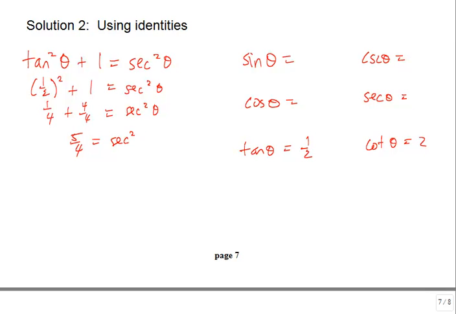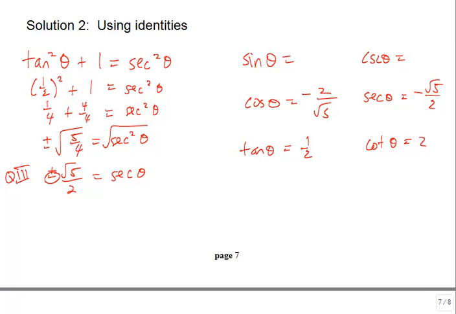And to solve for secant theta, I would take the square root of both sides. This could be plus or minus. I'd get square root of 5 over 2 when I reduce. And remember here, we're in quadrant 3, and in quadrant 3, secant is supposed to be negative. So that means secant of theta should be negative root 5 over 2, so its reciprocal would be negative 2 over root 5.